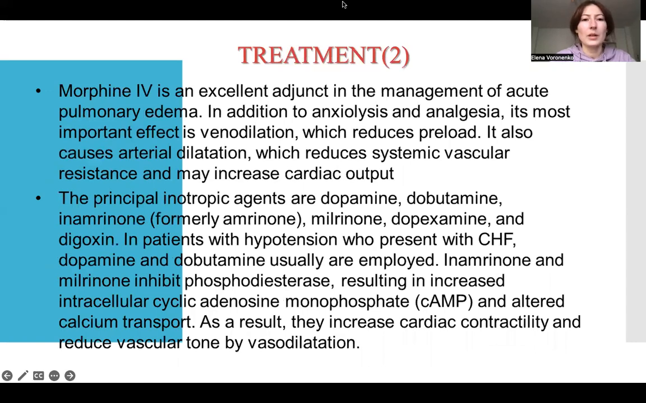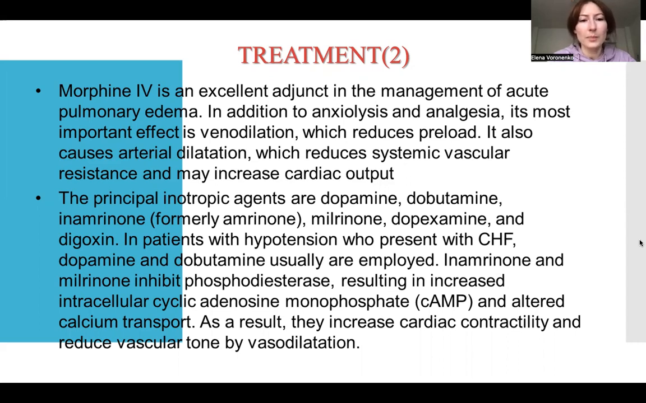Morphine is an excellent and widely used adjunct in the management of acute pulmonary edema. In addition to anxiolysis and analgesia, its most important effect is venodilation, which reduces preload. It also causes arterial dilatation, which reduces systemic vascular resistance and may increase cardiac output.